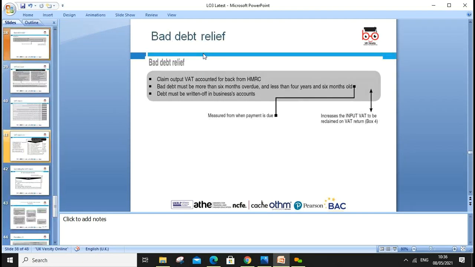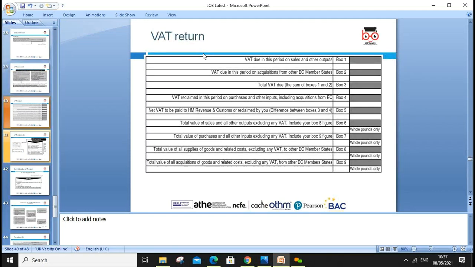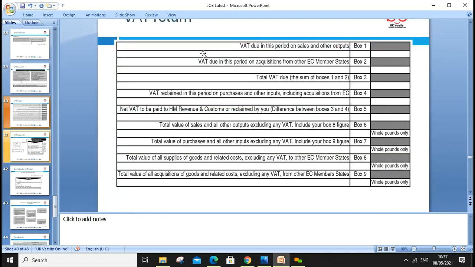So the bad debts relief, like we discussed earlier, VAT accounting provides the link between the business record and the VAT return. Do we know the VAT return form? Of course, you are all dealing with it, so I'm not keen to go into detail, but we can if anyone needs. So VAT due in the period on sales is box 1. VAT due in the period on acquisitions from other EU states is box 2, which you need to fill.